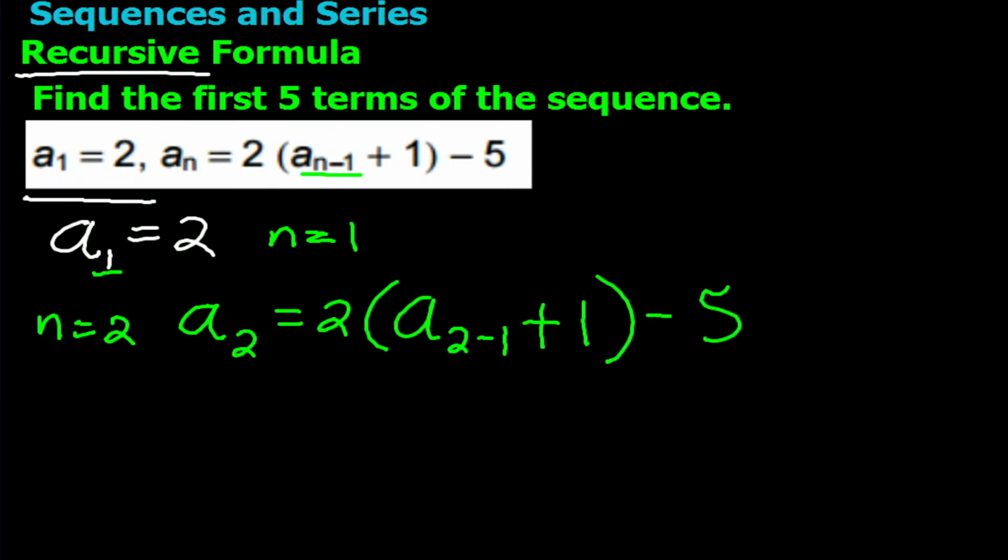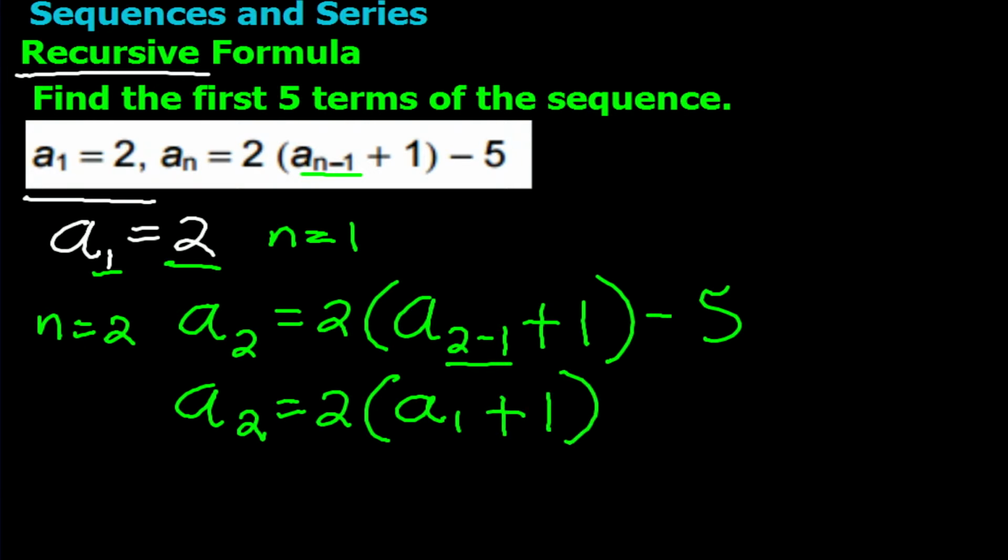Now I want to show you how this subscript comes into play here, because this is where students get confused a lot of the time. So let's simplify that. My second term, a sub 2, is going to be equal to 2 times, and notice 2 minus 1, so that's going to be a sub 1. So what that's saying is that my first term is going to go in here, the value that I got from my first term. And remember, that was 2. I'll substitute that in here in a minute. I'm going to go ahead and finish out the formula.